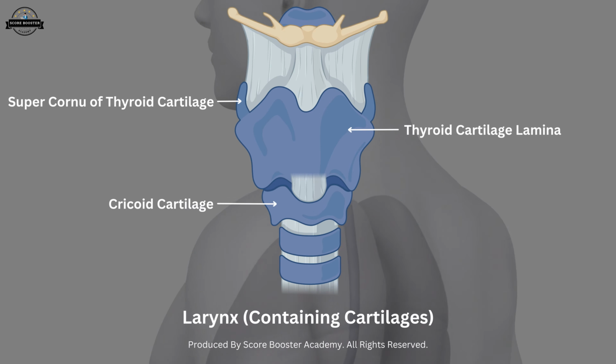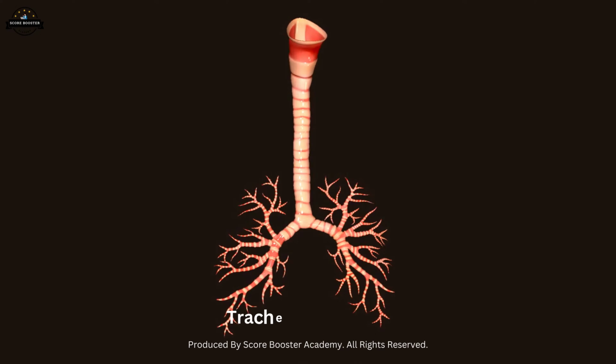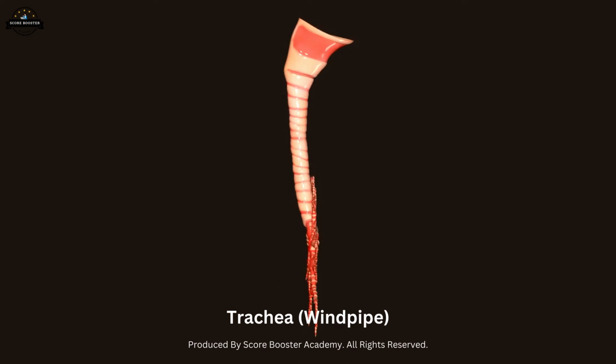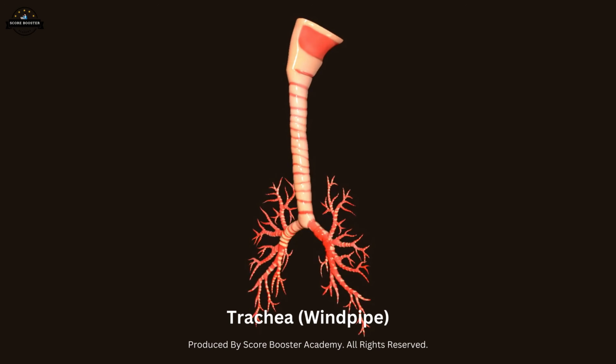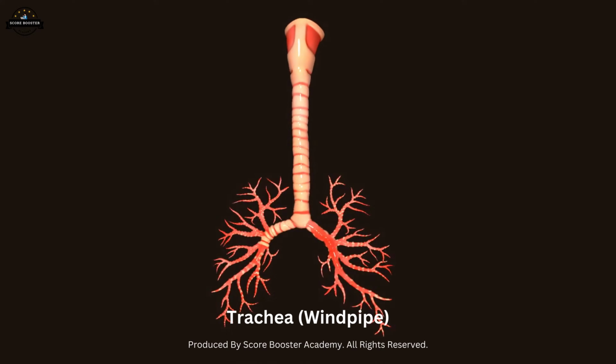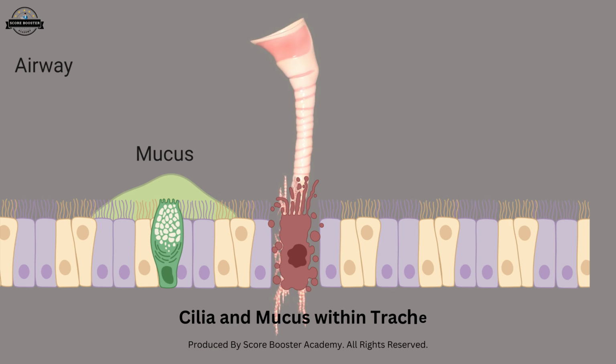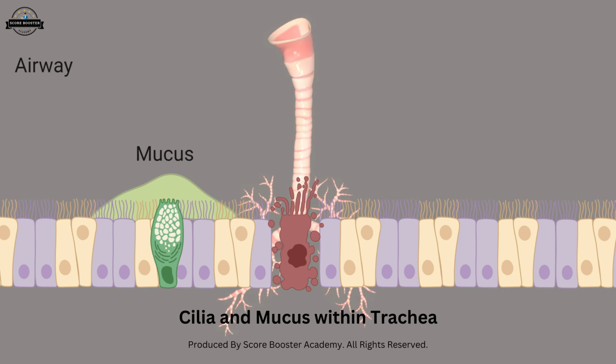Continuing our journey, we arrive at the trachea or windpipe, a tough and flexible tube composed of cartilage rings. This structure ensures the airway remains open and unobstructed. Cilia and mucus work harmoniously to trap and move particles, safeguarding the delicate lung tissues.